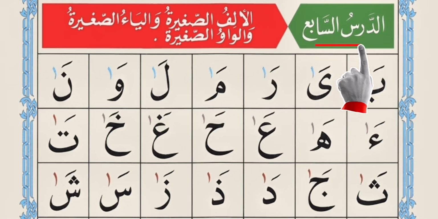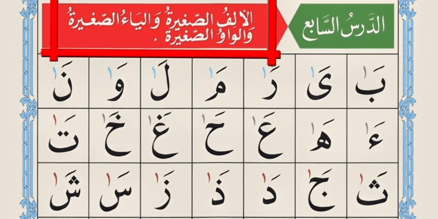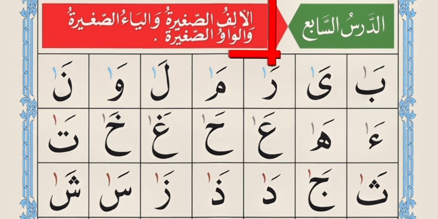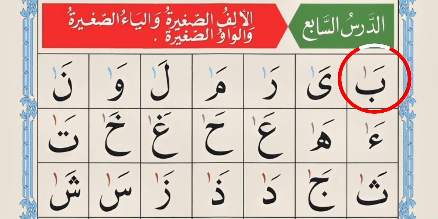الدرس السابع Lesson 7. Today we are going to be learning ألف صغيرة, ياء صغيرة, and واو صغيرة. Ba and ألف صغيرة. Those ألف that you see, we call it ألف صغيرة or فتح مد or مدي. Now, let us start. Ba.